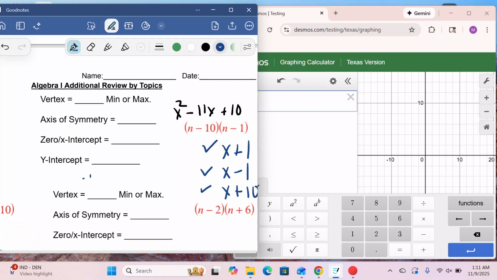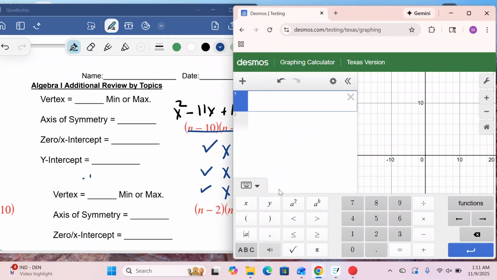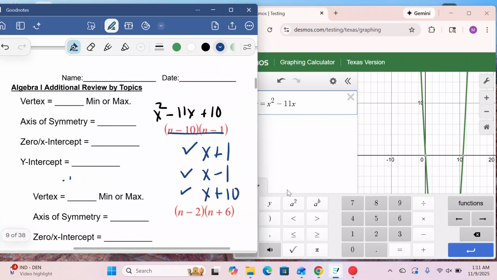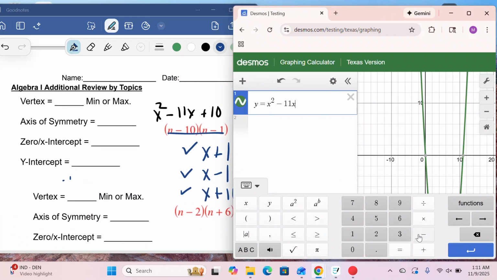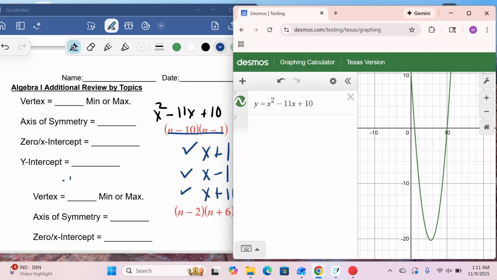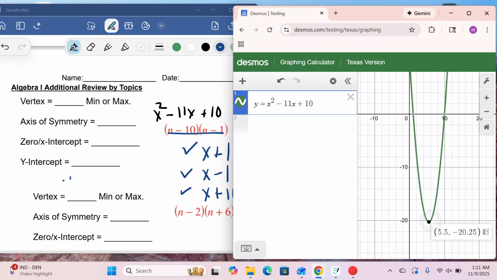So once again, for this purpose, I just changed it into an x squared so we can look at it. For this quadratic, I am going to put y equals x squared minus 11x, and then my other one is positive 10. So here is my quadratic. So once again, I'm going to look at my quadratic and I'm going to look for my vertex. My vertex is right there.